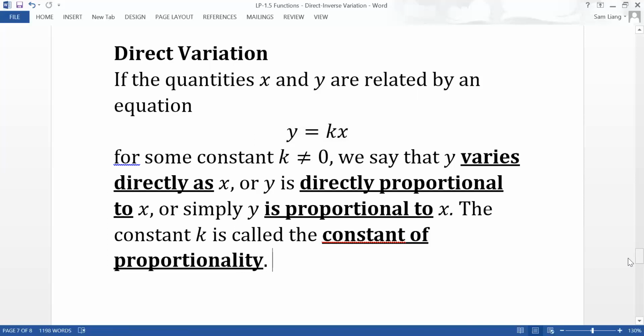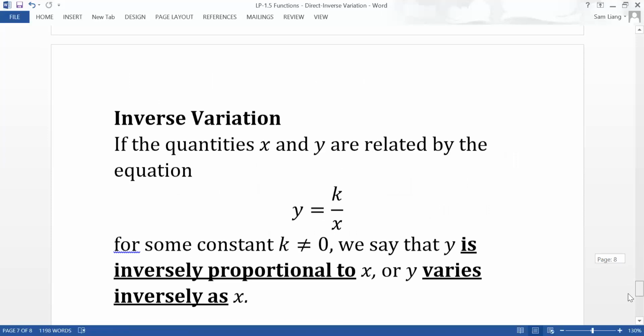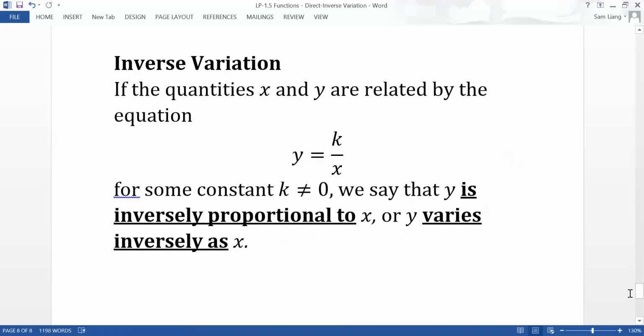Okay. All right, here we go. So inverse variation, if the quantities x and y are related by the equation y equals k divided by x for some constant k not equal to 0, we say that y is inversely proportional to x, or y varies inversely as x. Okay, so we'll see an example of that in the classwork of an inverse variation formula. But yeah, this is also very common in science. So you can probably think of a bunch of formulas where two variables are inversely related with one another.